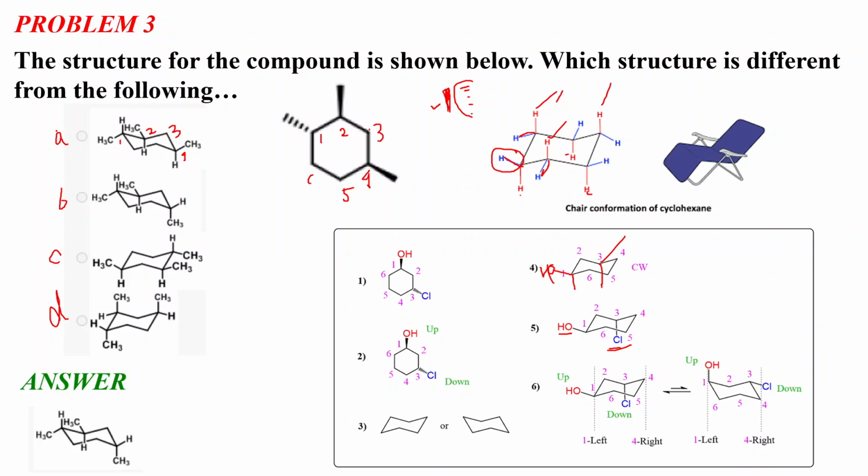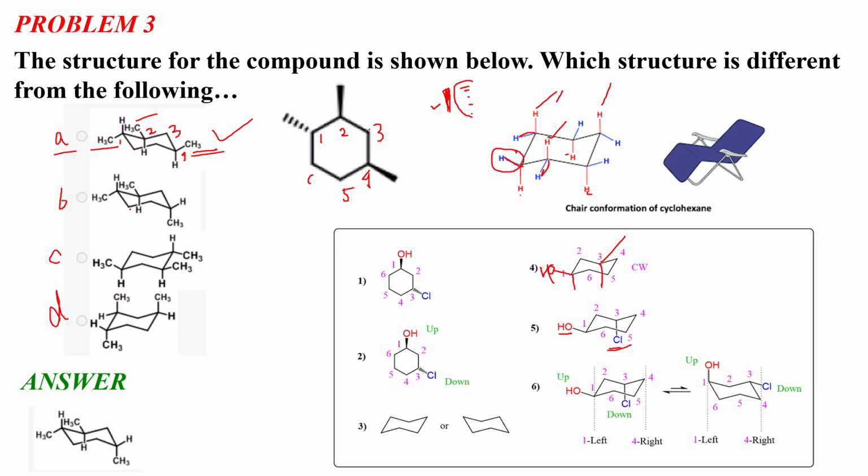If you look at option A, this methyl is below the plane with 1 carbon. And in number 2 carbon, the methyl is upward of the plane. Okay, so you can see this is up to the plane. And in number 4, the methyl group is up to the plane, which is here. The number 4 is up to the plane. So these two are the same.